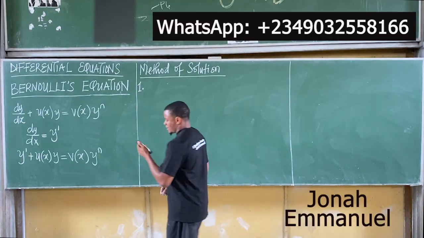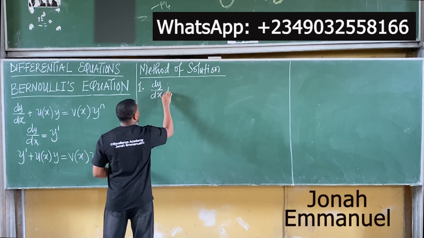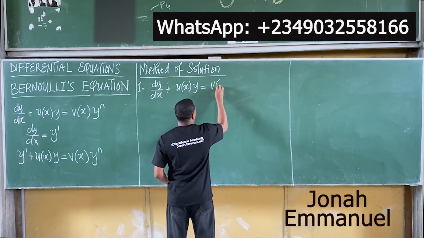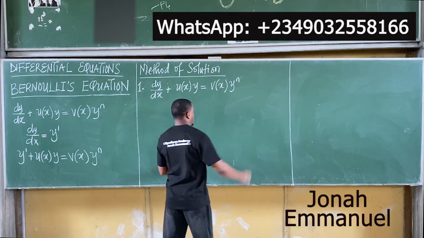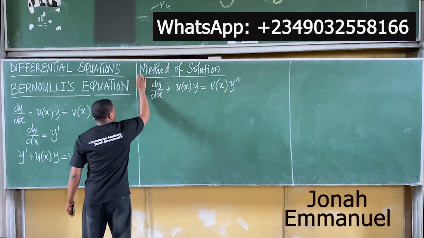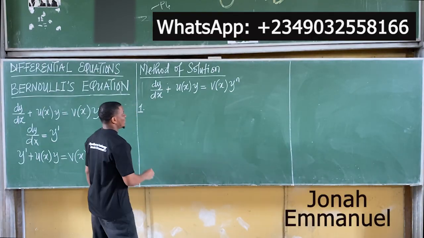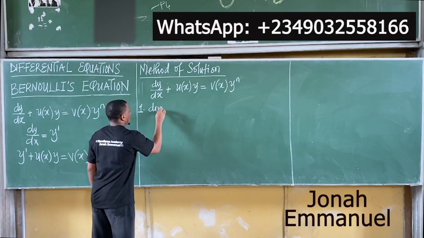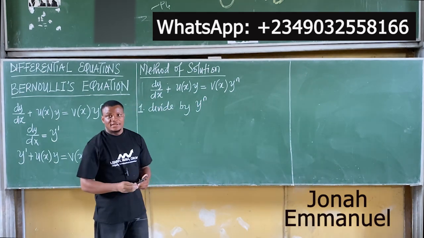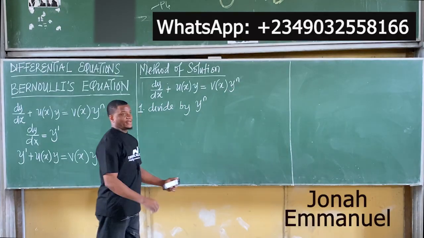Step number 1, please. Given a Bernoulli's equation in the form dy/dx plus u of x times y equal to v of x multiplied by y to the power n, step 1 is to divide through by y to the power n. That's the first task. Divide the equation through by y to the power n.